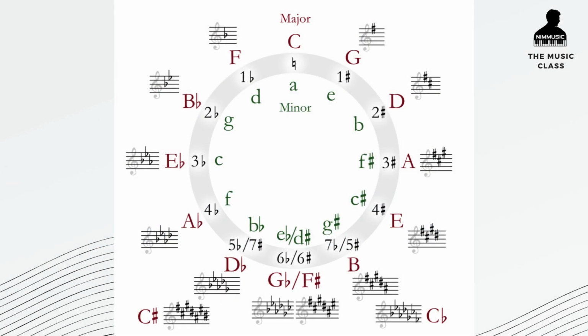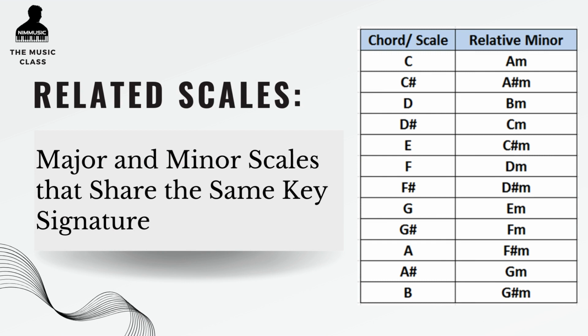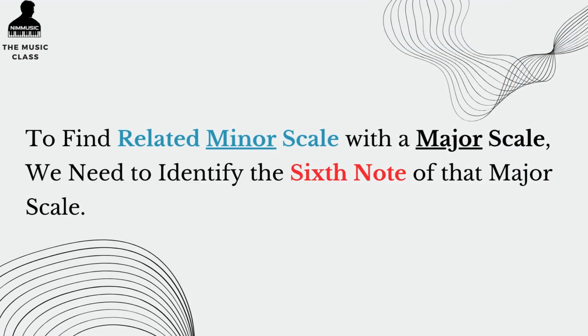Alright, we discussed the circle of fifths and how to use the chart or counting to find key signatures. We also discussed how to find relative keys. So, major and minor scales that share the same key signature are called relative to each other. Find a relative minor of a major scale by identifying the 6th note of the major scale. For example, the 6th note in C major is A. So A minor is the relative minor to C major.